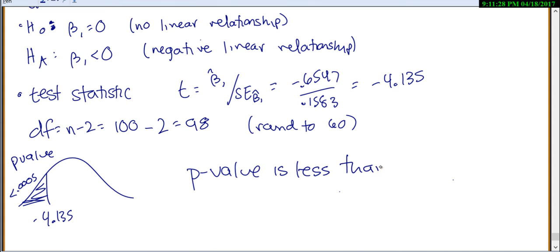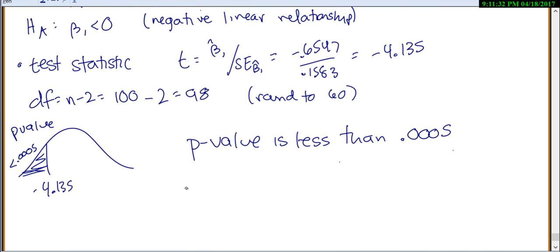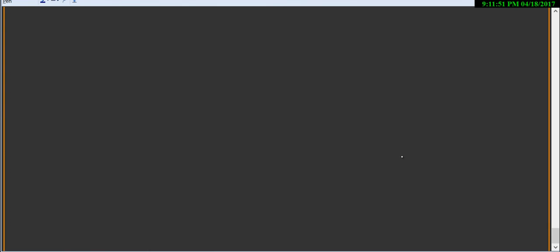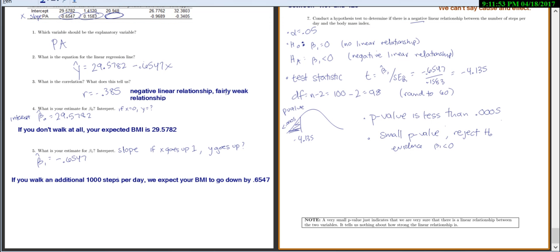is less than 0.0005. No matter what alpha you chose, but we chose 0.05, that p-value is still going to be smaller. So this is a small p-value. We'll reject the null, and that means we have evidence that our slope is less than 0, or a negative linear relationship.